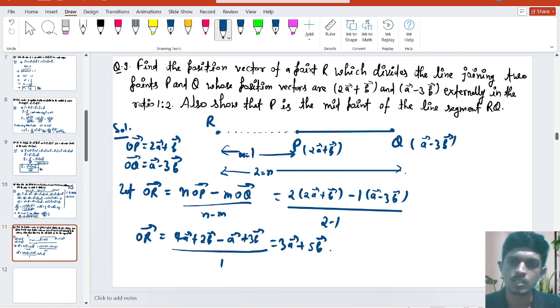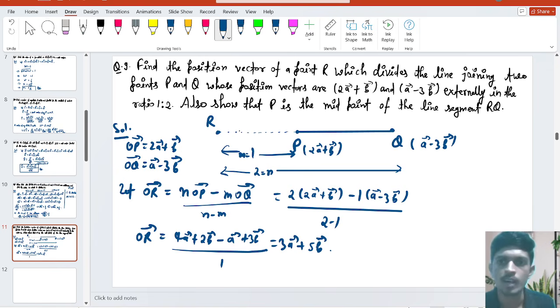So from here we write n vector OP minus m vector OQ. Here we take n minus m. Simplify it, and you get 3 vector A plus 5 vector B.